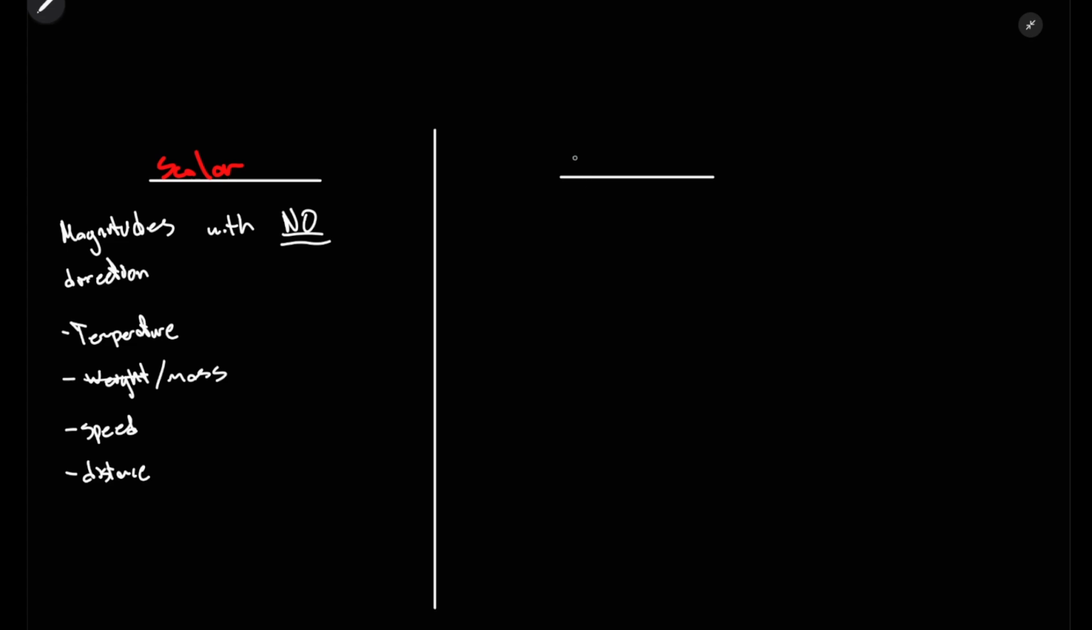Now, let's talk about vectors. Let's go blue. Red pill, blue pill. Vectors. Vector quantities are measurements that have a magnitude and a direction. They have a magnitude, and, underlining the and, a direction.